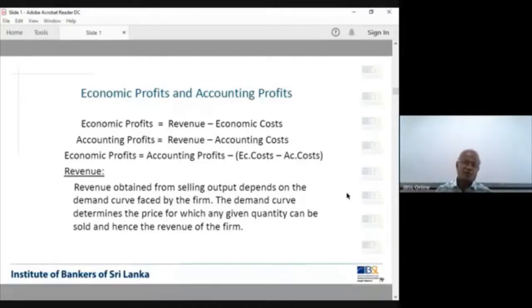What is revenue? Revenue obtained from selling output depends on the demand curve faced by the firm. Very important. Consumer demand is the key. Then the demand curve determines the price for which any given quantity can be sold. And that is the revenue of the firm, right? That is the revenue, the demand curve. Sometimes the demand curve will be elastic, inelastic. So it depends. Consumer response is key, right?